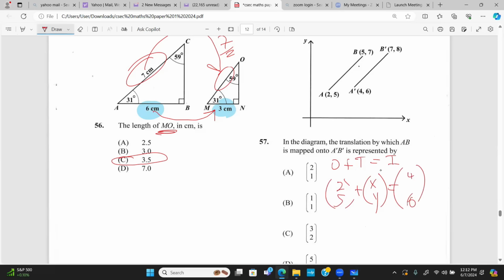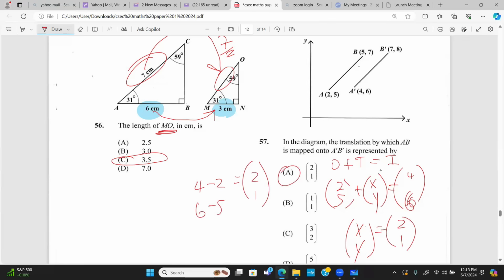So all we're going to do is subtract. So for XY, 4 subtract 2 is going to be 2. 6 subtract 5 is 1. So you're subtracting matrices, all right? So we're talking about 4 minus that 2, 6 minus that 5. So you could see your 2, 1 coming out. We're looking for 2, 1. The answer is A.